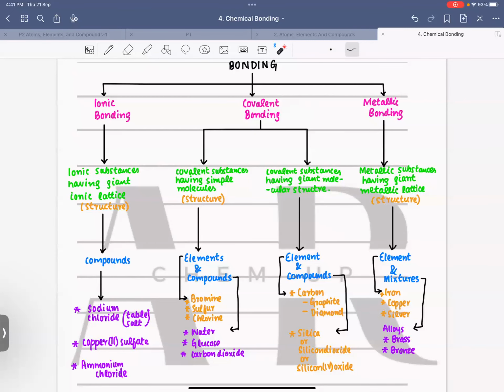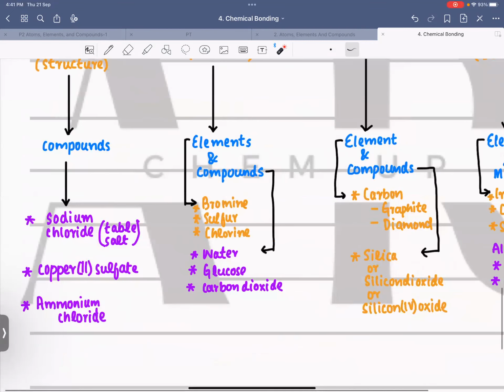So, if you see the compounds which are ionic, the common one is the table salt that we have seen. Okay. Then there are elements and compounds due to covalent bonding. The elements are like bromine, sulfur, chlorine, the oxygen we inhale, and the compounds with a simple molecule and a covalent bond are like carbon dioxide, which we exhale, the water which we drink, and glucose.